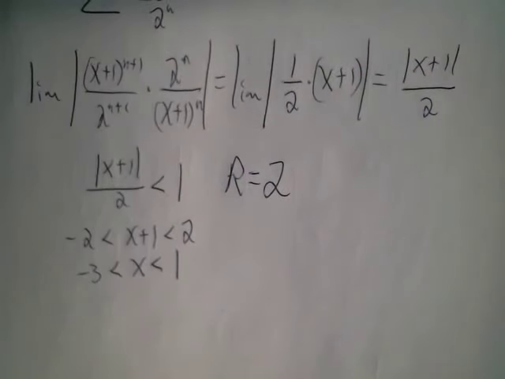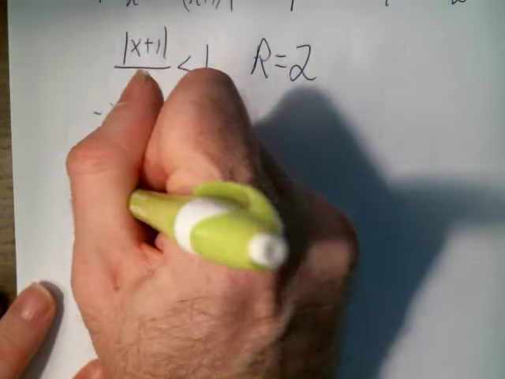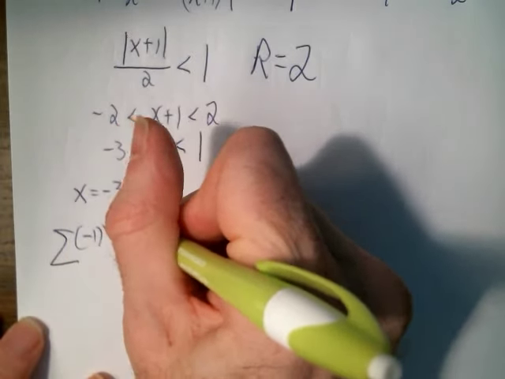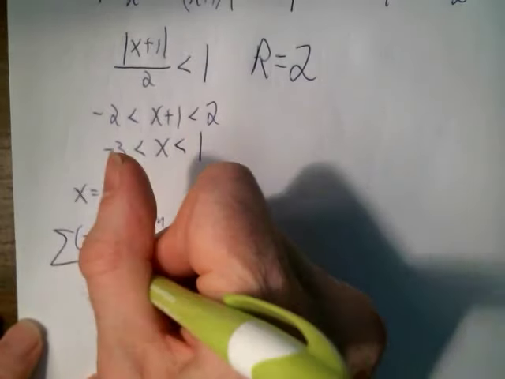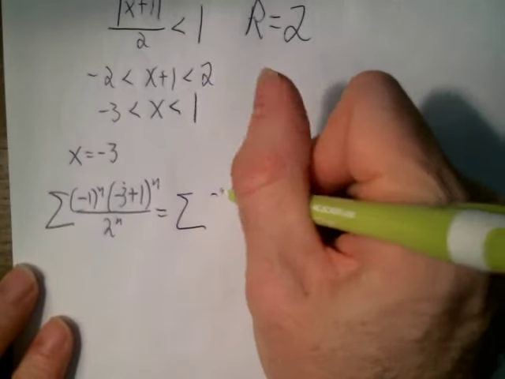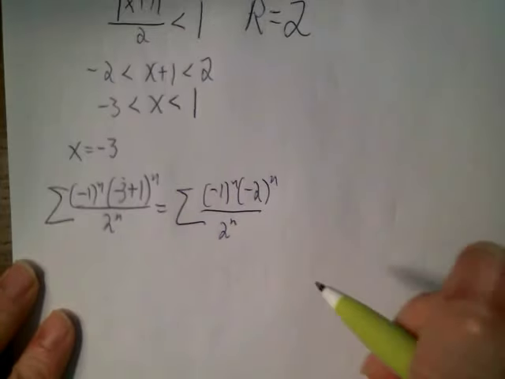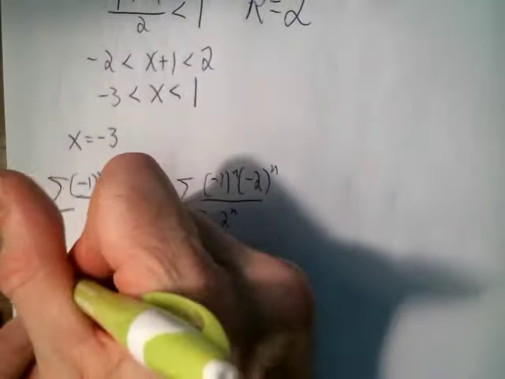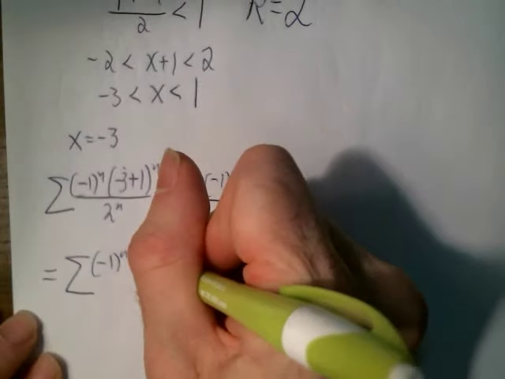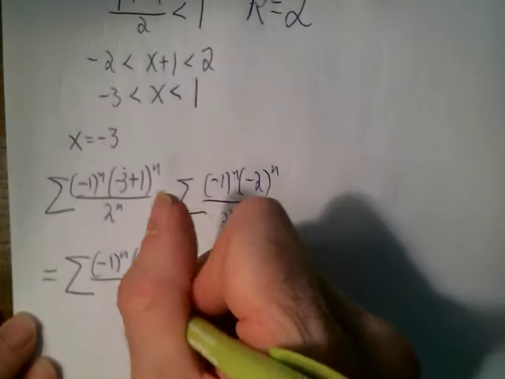Let's dive right in and determine the endpoint convergence. First, x is -3. I have the sum of (-1)^n times (-3 + 1)^n all over 2^n. So that'll be the sum of (-1)^n times (-2)^n all over 2^n. I'll rewrite this: it's the sum of (-1)^n times, I could rewrite -2 as -1 times 2, to the n, all over 2^n.